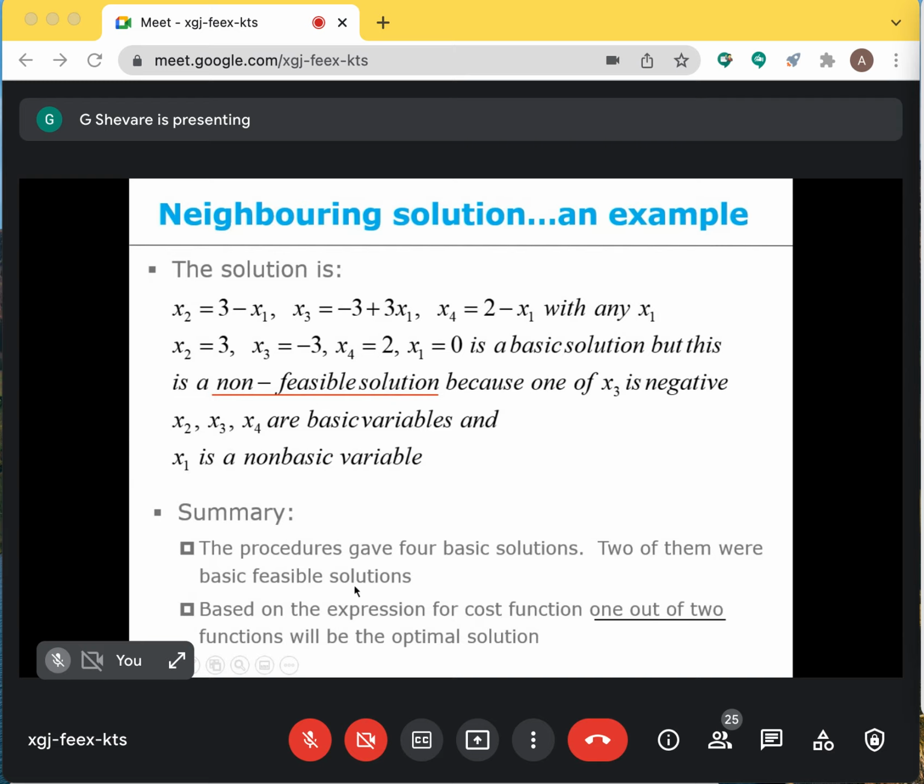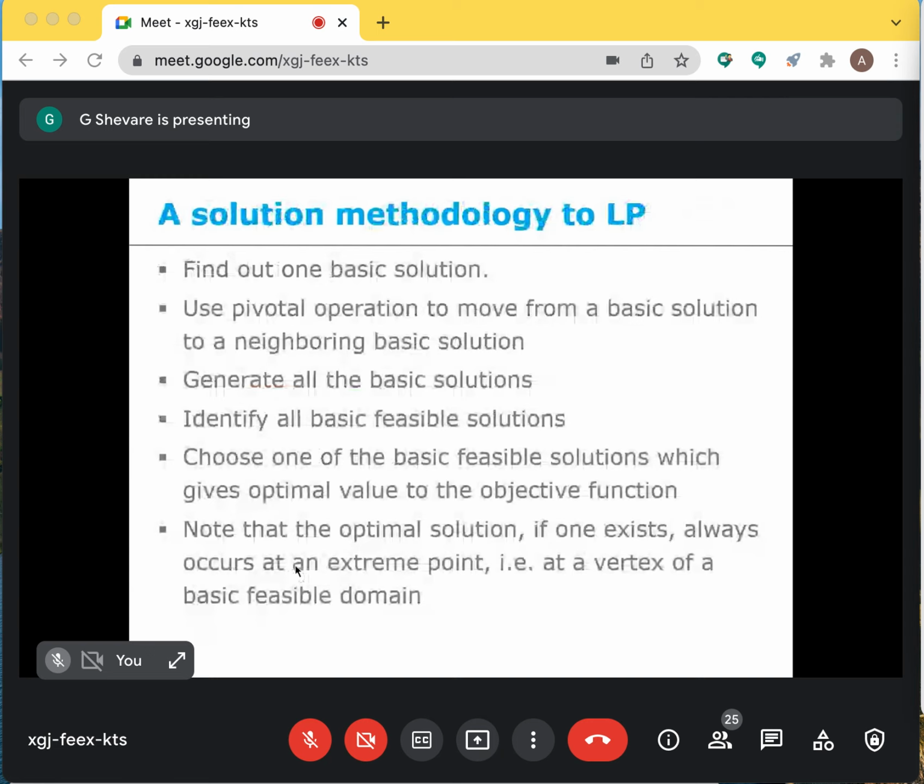2 of them were basic feasible solutions, in the sense the values of x1 and so on were positive or greater than or equal to 0. So that means it was a basic feasible solution. And you find out the cost function of the basic feasible solution. So out of 4 solutions, we had 2 solutions which are acceptable, 2 are not acceptable. You find out the expression for J, or the value of the cost function, in terms of those acceptable basic solutions, and check which is the one which is negative. So like the least. The one which is least is what we are looking at.